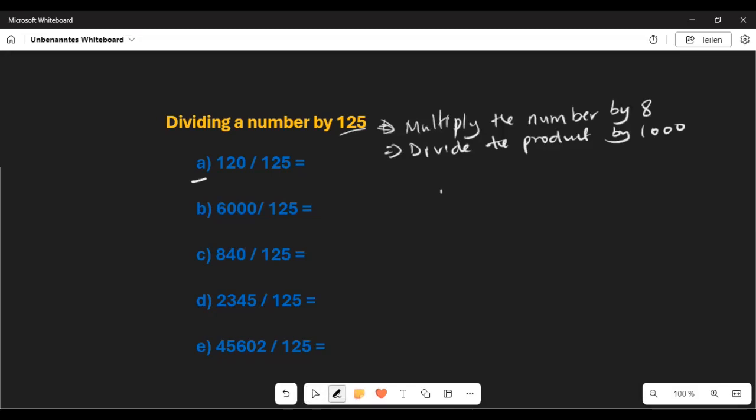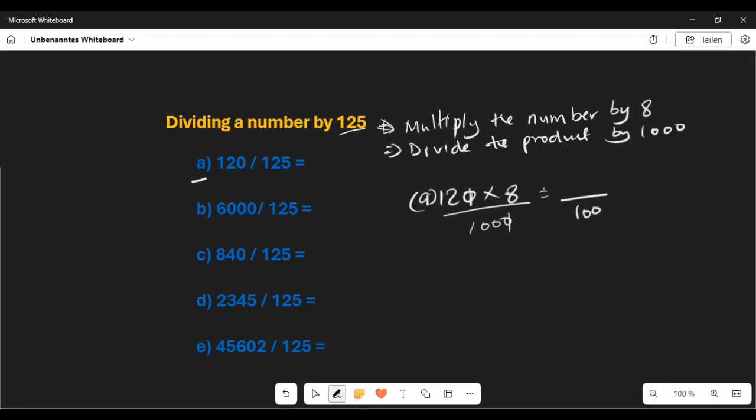So this is our A. We have 120, we multiply that by 8, and then we divide everything by 1,000. In this case, it's so easy because 120 has a 0, so we can simplify it so that we have 12 multiplied by 8, and then divide that by 100 because the denominator is still the same.